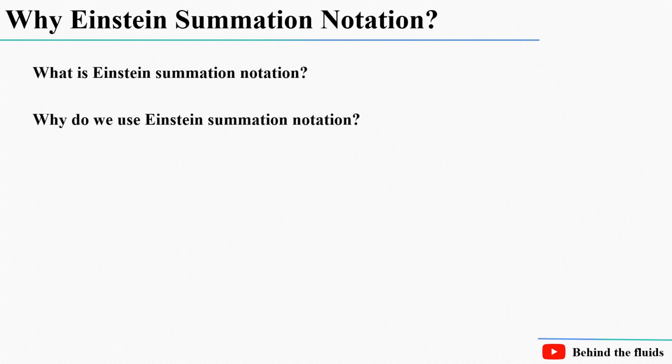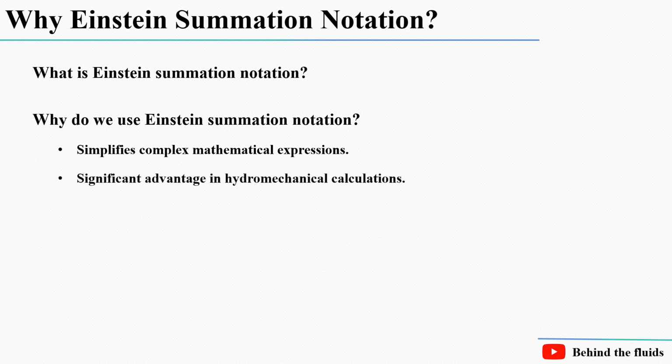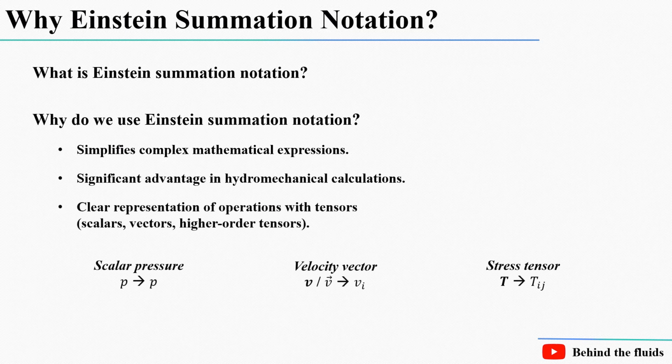Well, as you start dealing with more complex equations in fluid mechanics, especially those involving tensors, things can get messy very quickly with all the summation symbols. ESN provides a way to simplify these expressions, making them much more manageable. This is a huge benefit when you are working through lengthy derivations or implementing those equations computationally. It also offers a more transparent way to represent operations with different types of tensors, from simple scalars like pressure to more complex entities like the stress tensors or fluid velocity gradients.